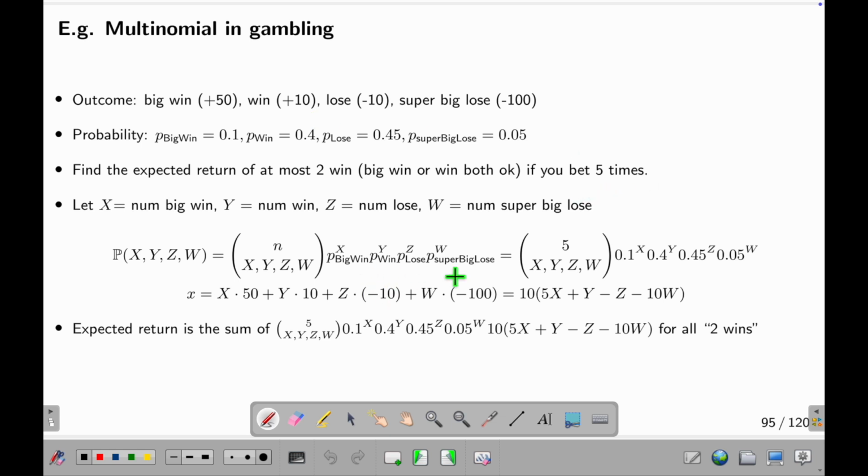Then how do you do it? You do this thing. So now you have 4 events. This is a quadrinomial gambling. So you have 4 things. The P's stand for X, Y, Z, W, meaning how many times you big win, how many times you win, how many times you lose, and how many times you super big lose. And then what? 5 choose X, Y, Z, W. Multiply each of the probabilities. This will be a P, right? Then what about the expected value? This P multiplied by the outcome of the win-lose, you will have an X. You sum over all these things, then it gives you the expected return of this gambling: should you go or not go?